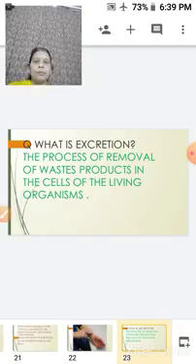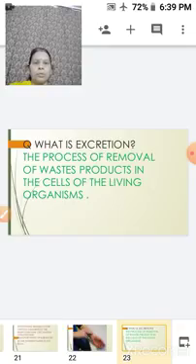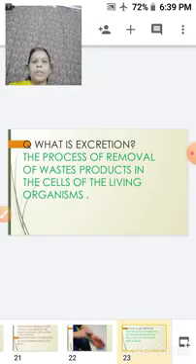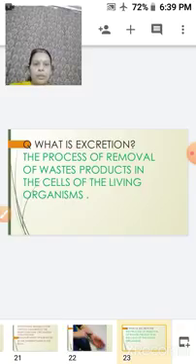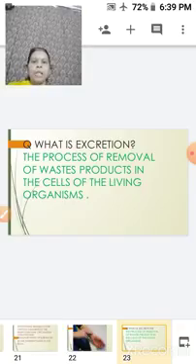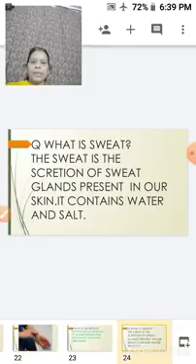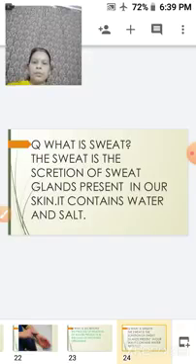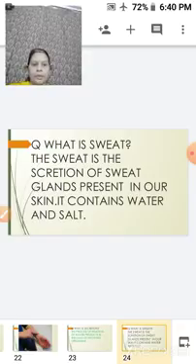The second way is exhalation. In this process, gaseous waste such as carbon dioxide and excess water vapor is expelled out through the lungs. And the third is sweating. Sweating helps to expel water and some salts in the form of sweat through the skin of our body. Here the excretion is carried out in human beings mainly by the urinary system of the body, and the waste is removed in the form of urine.